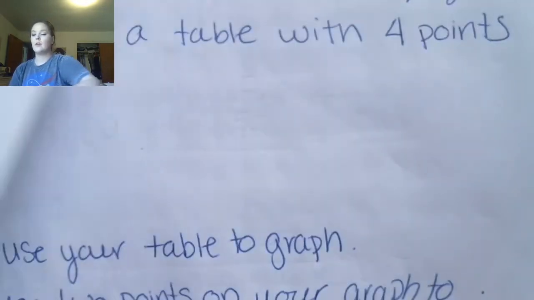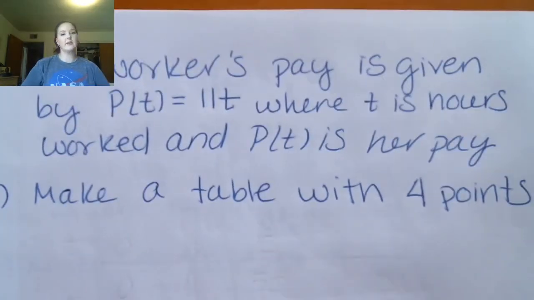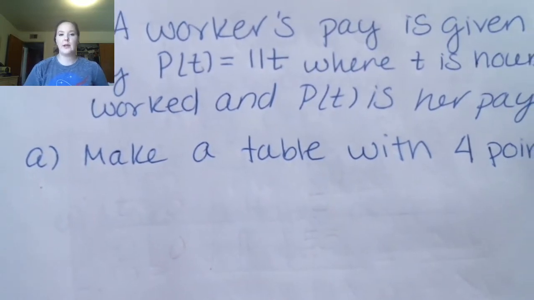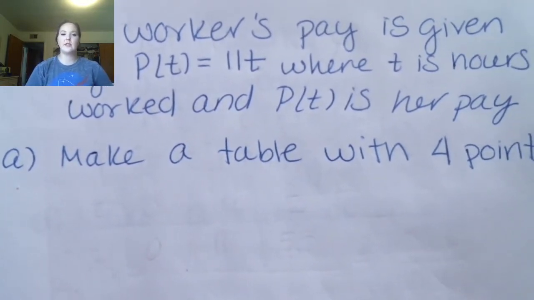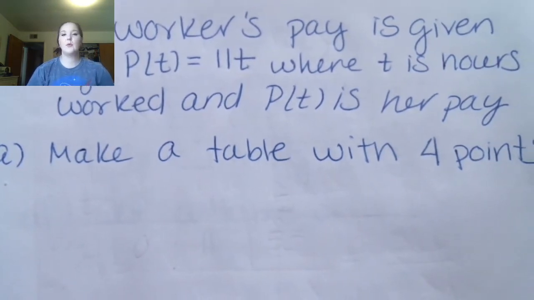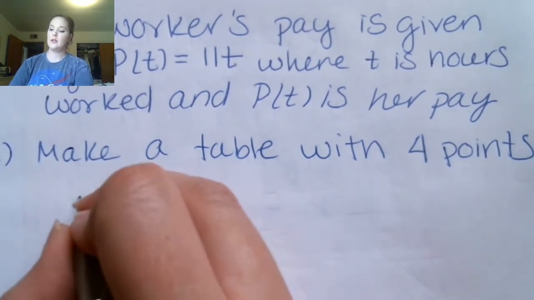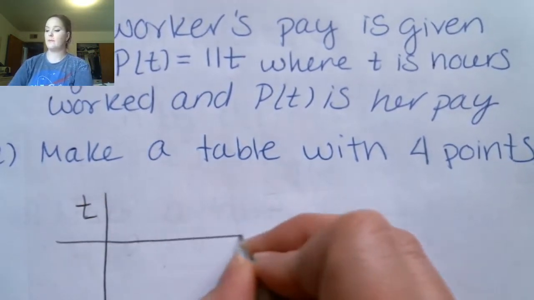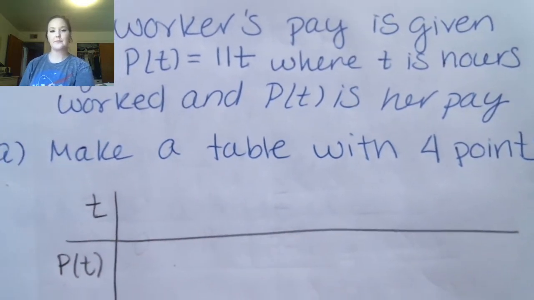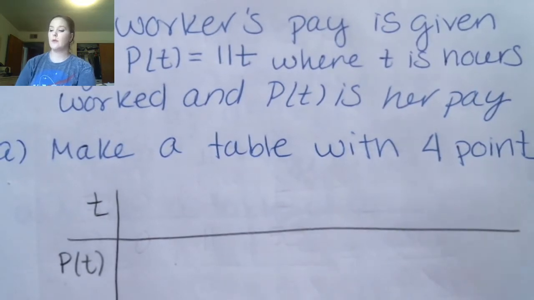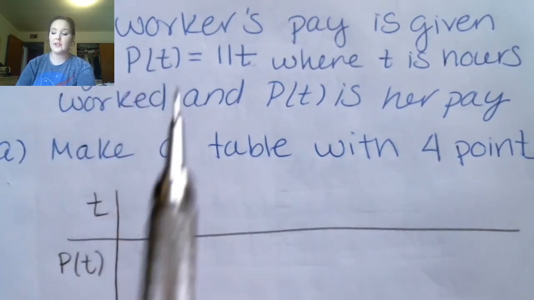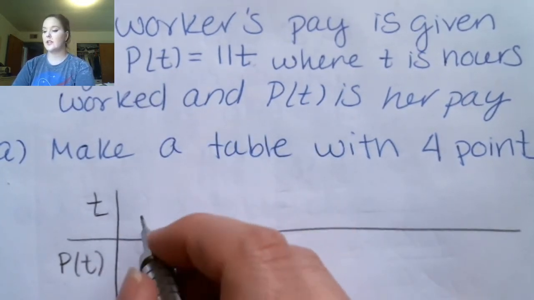All right, now that we've reviewed that, let's look at an applied example. A worker's pay is given by P(T) equals 11T, where T is hours worked and P(T) is her pay. We're going to make a table with 4 points. We'll set up the table with our input variable as T and our output variable as P(T). You can either pick values for T or you can pick values for P(T). I'm just going to pick values for T that I think are easy to plug in.